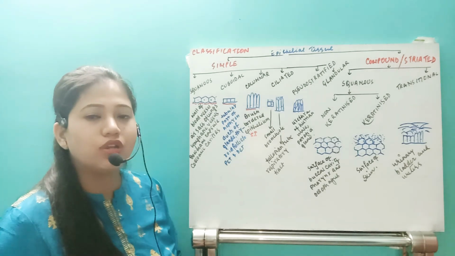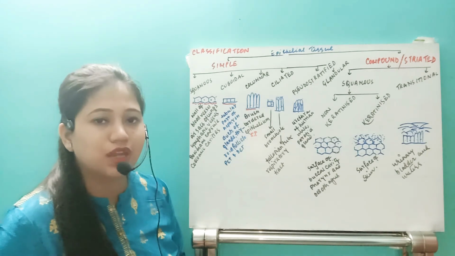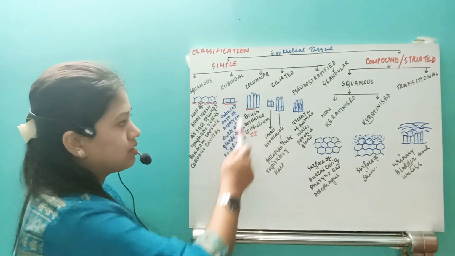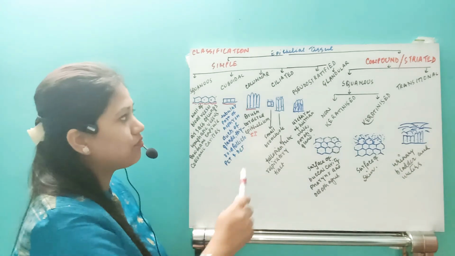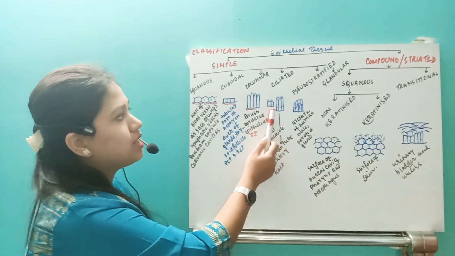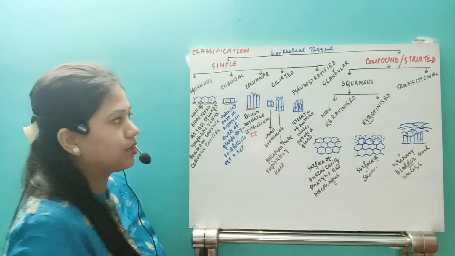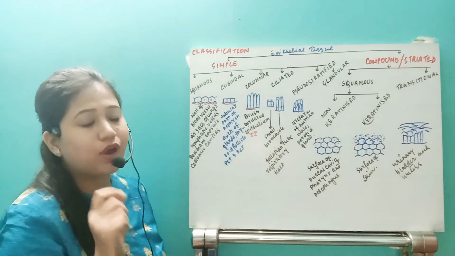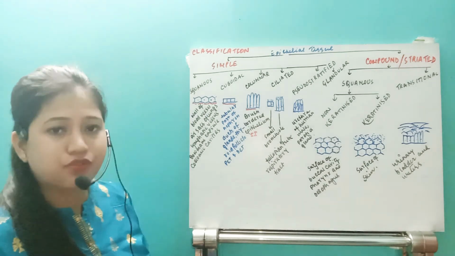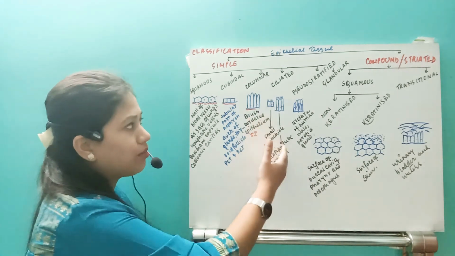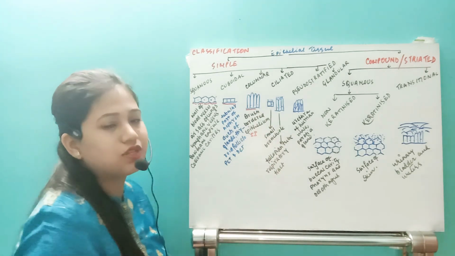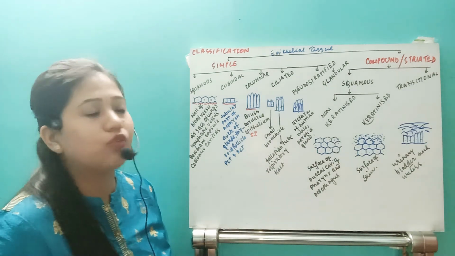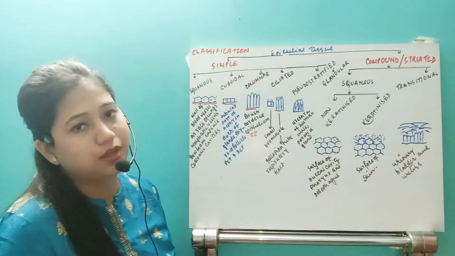Next, come to the ciliated type. Actually, cuboidal and columnar epithelial tissue can be simple or ciliated. If it is the simple type, then these are the simple cuboidal and columnar, and if it is ciliated, then you can have ciliated cuboidal and ciliated columnar. The ciliated cuboidal is present in the small bronchioles, which are part of the respiratory tract. The ciliated columnar epithelium is present in the fallopian tube and the respiratory tract.